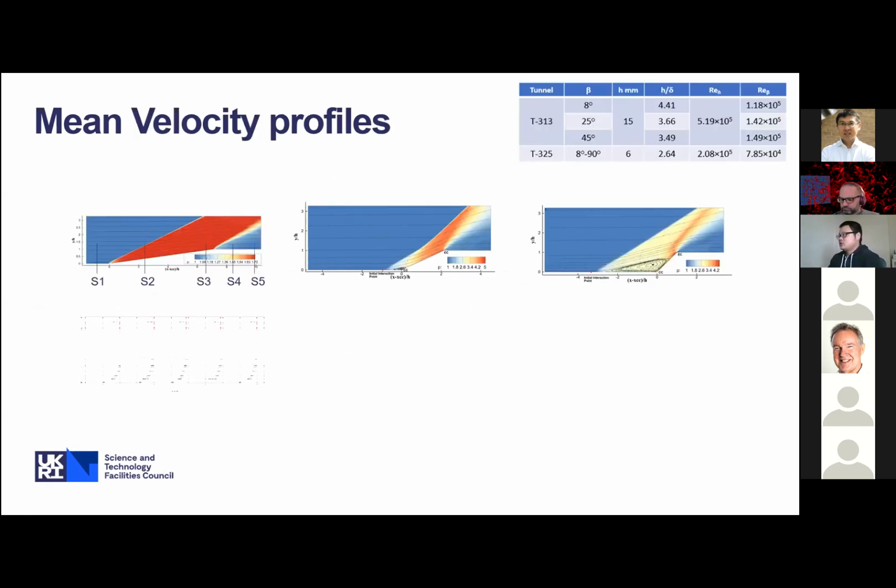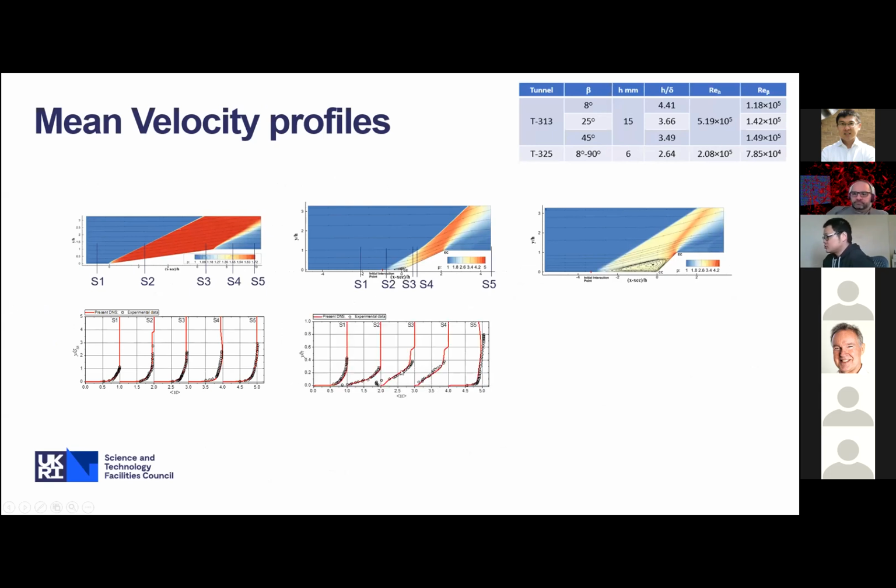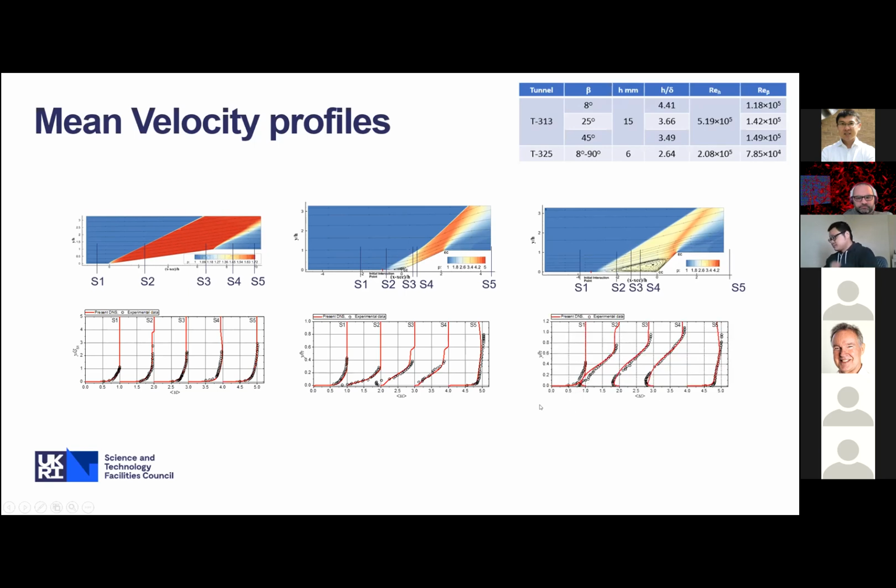Then we further check the velocity profiles. This is the position where they took the mean velocity. A good agreement between the DNS and the measurements was achieved. For the 25 degrees it is also quite good, but the experiment has a stronger separation velocity; outside of that the agreement is good, and for the 45 degrees the agreement is also very good.